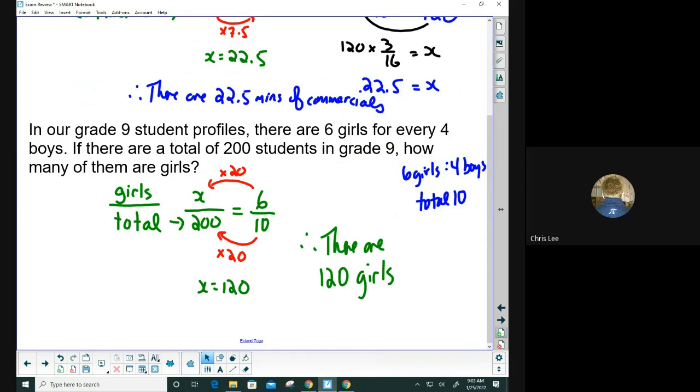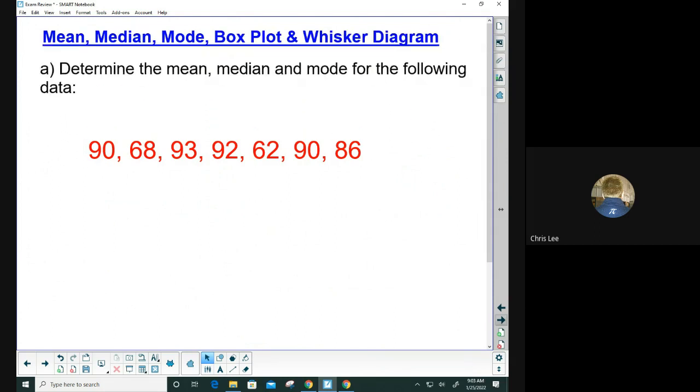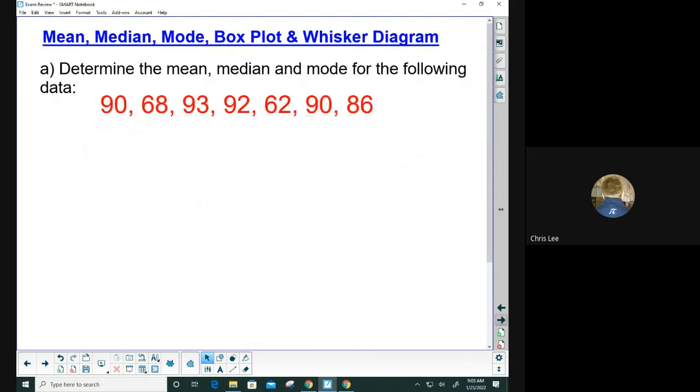All right, our last bit of number sense is mean, median, mode, and box plots. Do we remember this? It's definitely been a couple of months for this. So this is where the review is going to be really handy. It's been a while since we did this, but I feel pretty confident about this.